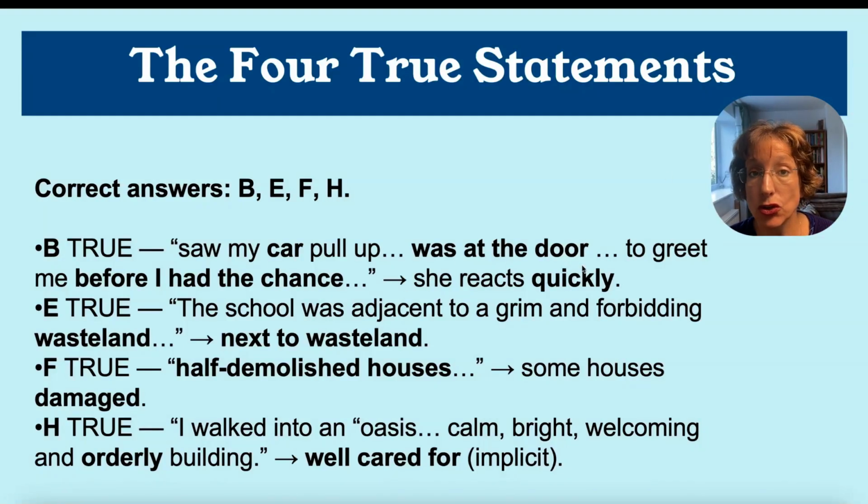So she saw my car was at the door to greet me before I had the chance, so she reacts quickly. The school was adjacent to a grim, forbidding wasteland. So even if you didn't know that word adjacent, the fact that it mentions a grim, forbidding wasteland, you'd think, oh yes, there definitely is one. Half demolished houses, so obviously some of them are damaged, and an oasis of calm, bright, welcoming. That does imply that it's well cared for. It's implicit. It doesn't actually say the school is well cared for, but it's implied through these words.